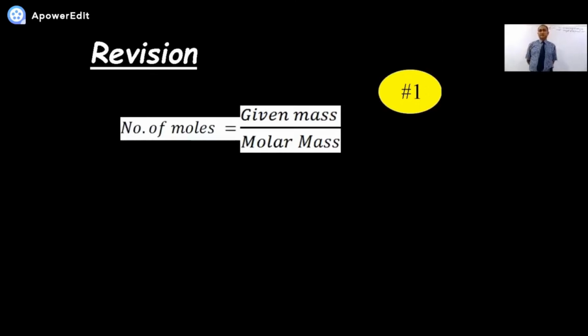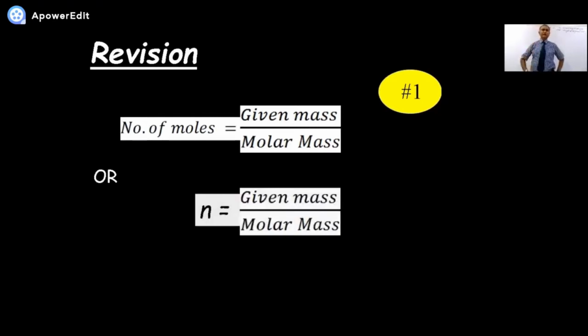And then another topic that we have done, that number of moles is symbolized by small n. Means you can write this formula in another way, like small n is equal to given mass upon molar mass. Is it clear? The actual formula is number of moles is equal to given mass upon molar mass, and if you use the symbol for number of moles, small n, then the formula can be written as n is equal to given mass upon molar mass. This is your brief revision.